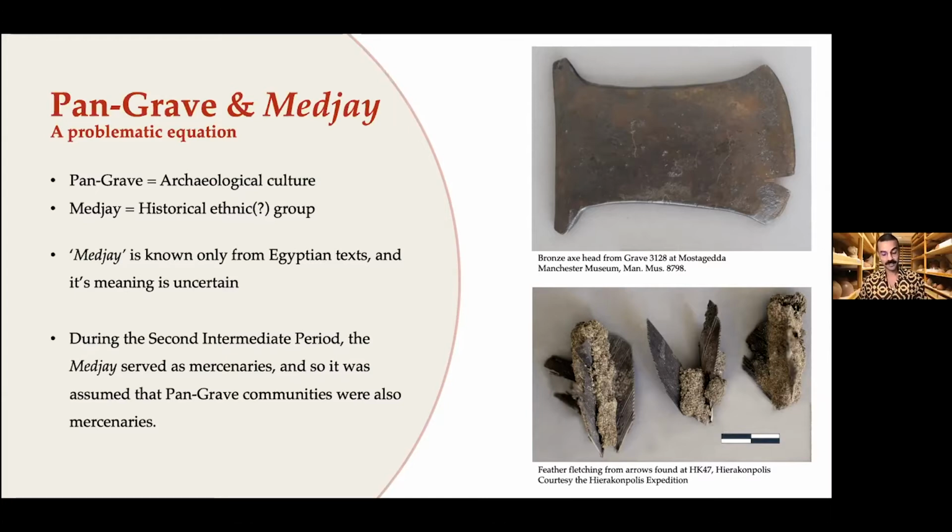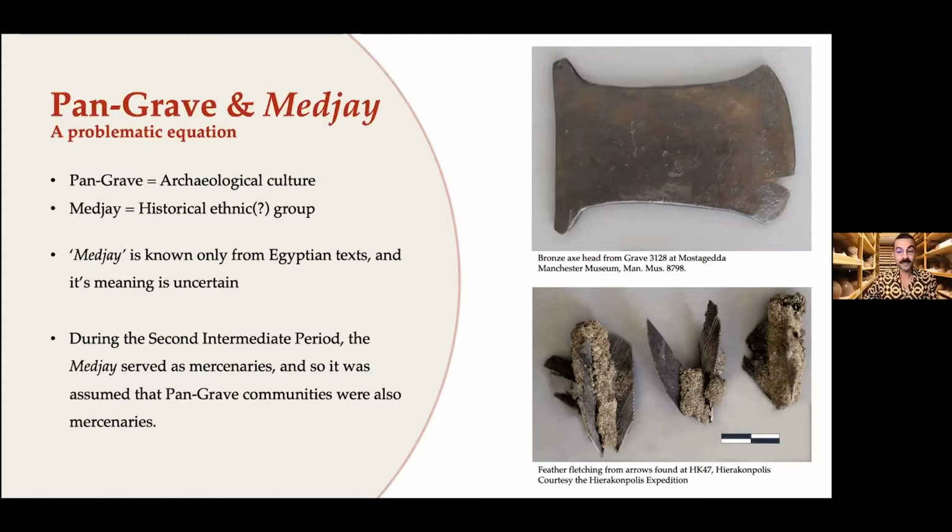During the period in question, that is the Second Intermediate period in Egypt, the ancient Egyptians tell us that these Medjay worked primarily as mercenary soldiers fighting on the side of the Egyptian rulers against the Hyksos invaders, and so it was assumed that the Pangrave communities represent those mercenary communities. But how correct is this assumption?